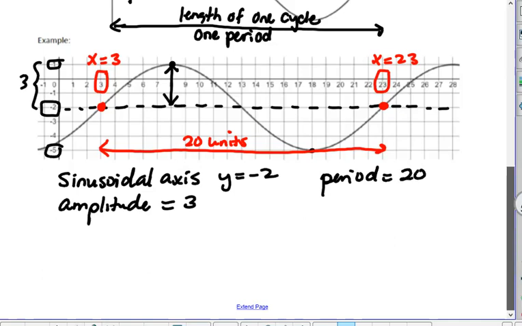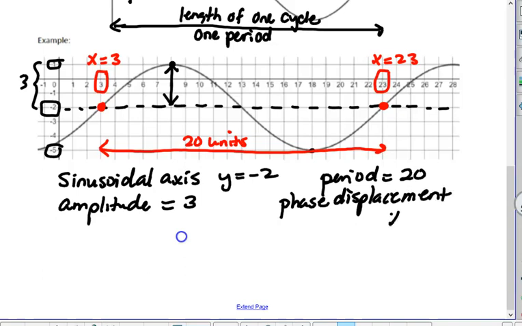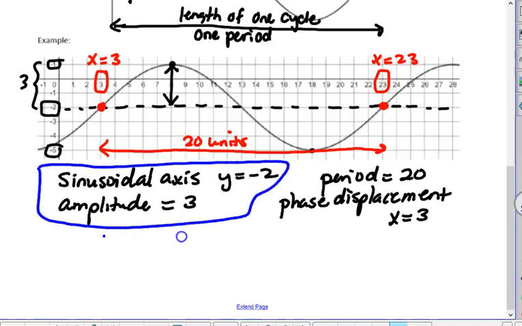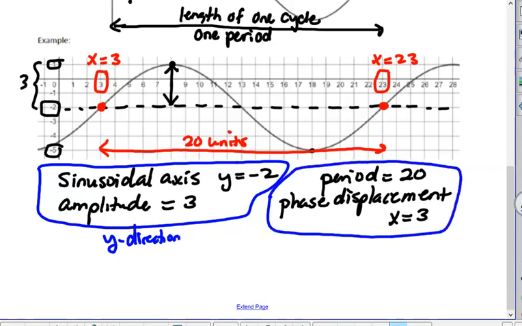The phase displacement is the starting point of the cycle, and we saw that, and that's in the x direction, so the starting point of the cycle is 3, so that is the phase displacement, and that is an x value, x equals 3. Notice that sinusoidal axis and amplitude both have to do with the y direction. So usually I do those first, and then I do period and phase displacement next, and this has to do with the x direction.